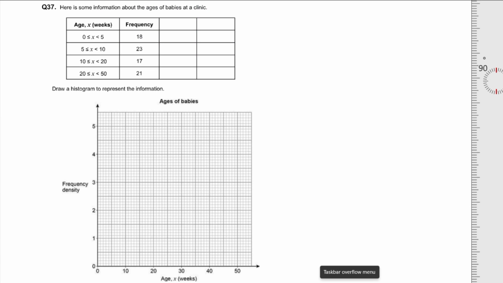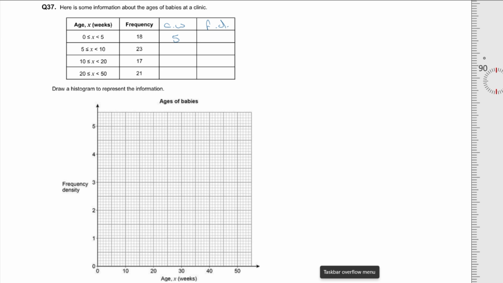Question 37, it actually wants us to draw a histogram. Now it's got 2 extra columns added to the data table for us to do some calculating. Now the best things to use these for is the class width and the frequency density. Okay, so I'm going to do class width first. So the class width is just how wide each of the groups are. So from 0 to 5, 5 take away 0 is 5. That's a class width of 5.